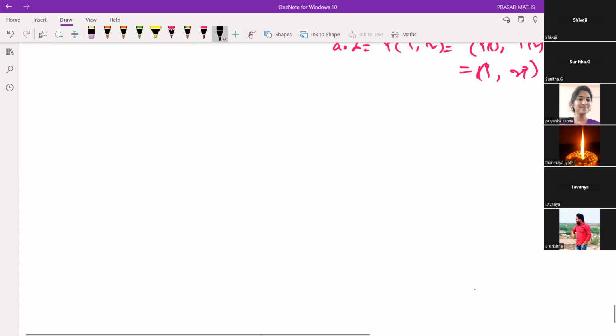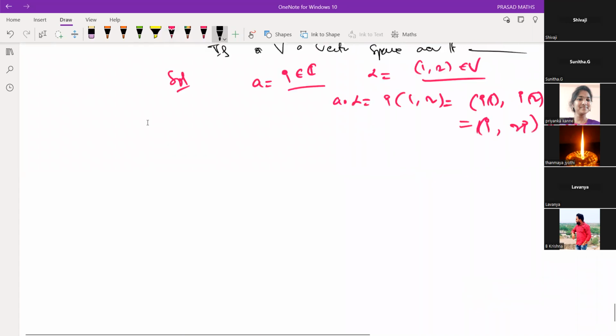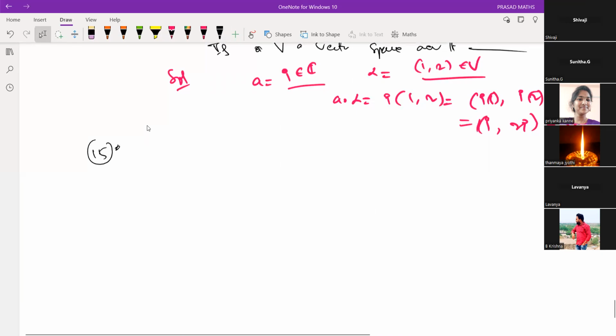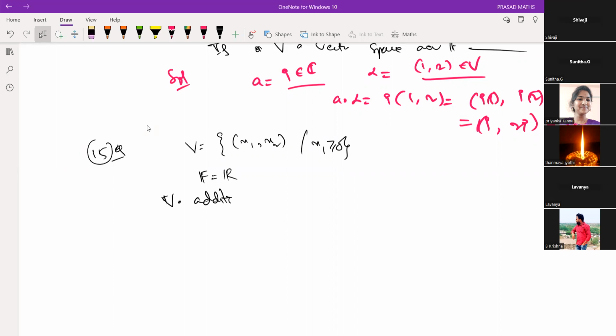Suppose I take this; there are so many examples you can choose. Suppose V is the set of (x1, x2) such that x1 is non-negative. What is my F? F is equal to R. Vector addition is again the usual component-wise addition, and scalar multiplication is again the usual component-wise. The question is, is it a vector space? Anybody?